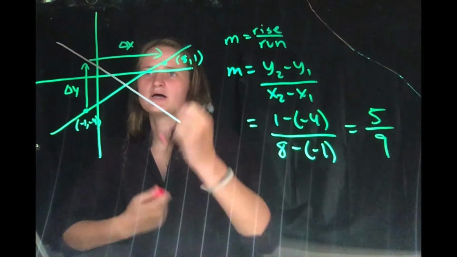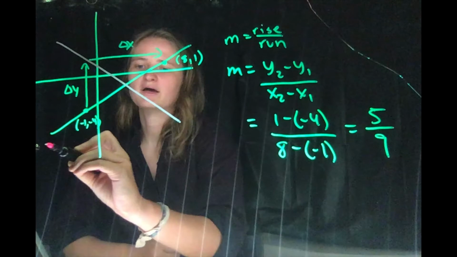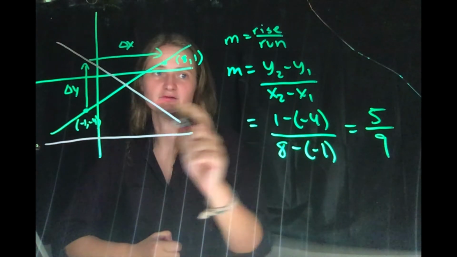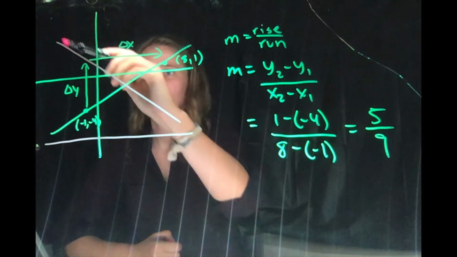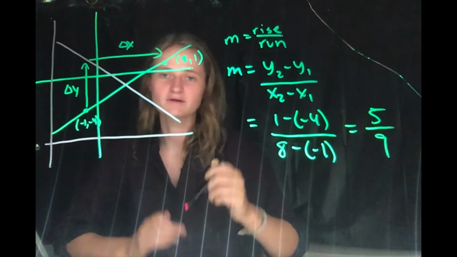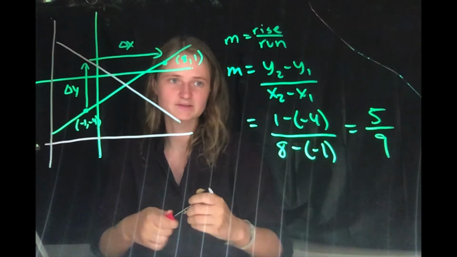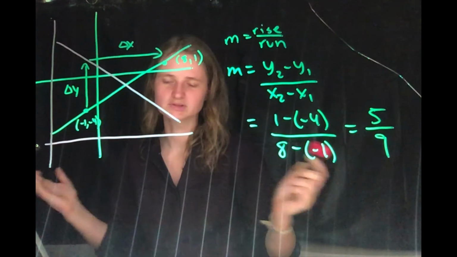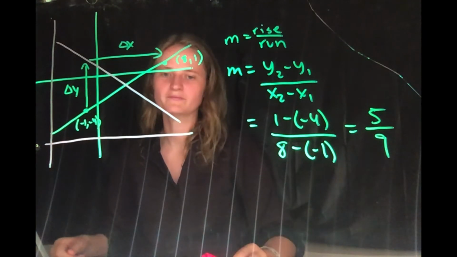And a horizontal line would have a 0 slope, because y is the same throughout the entire line, so the numerator would be 0. And if we had a vertical line, that line would have no slope or undefined slope, because x is the same throughout the line, so our denominator would be equal to 0, which leads to an undefined slope.